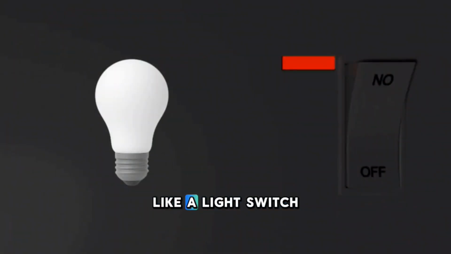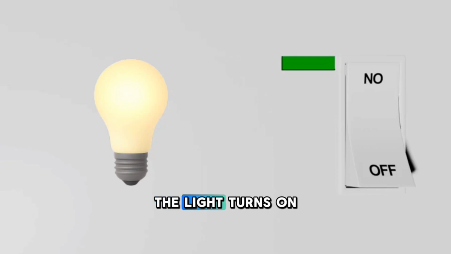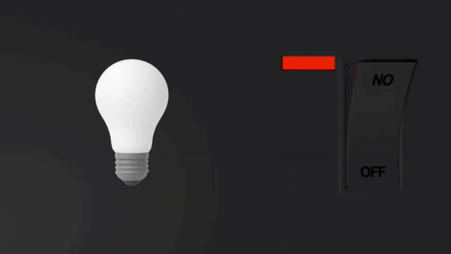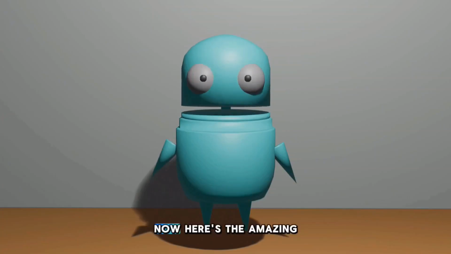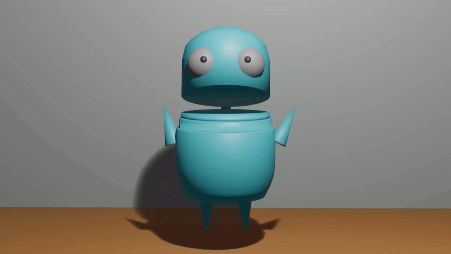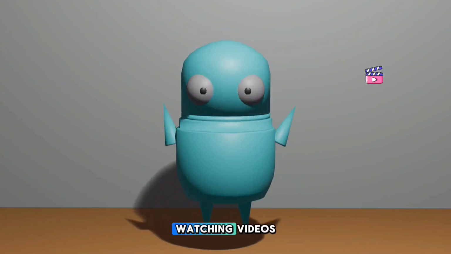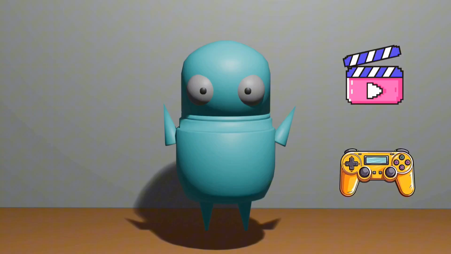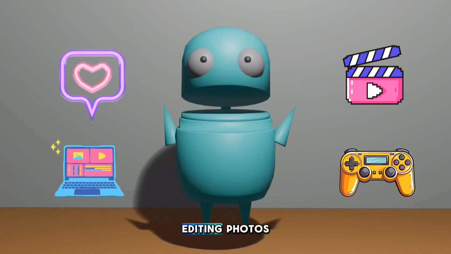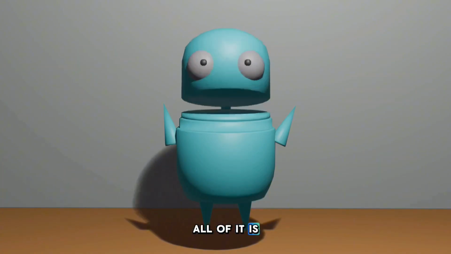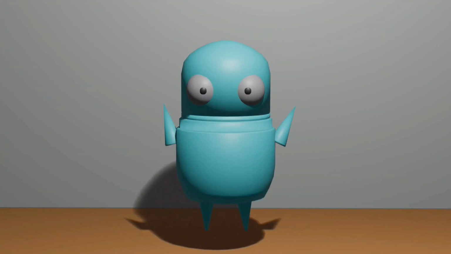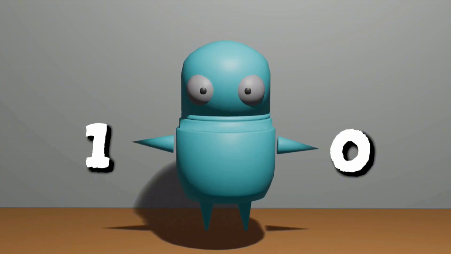Think of it like a light switch in your bedroom. When you flip the switch up, the light turns on. That's a 1. When you flip it down, the light turns off. That's a 0. Now here's the amazing part. Everything your computer does, watching videos, playing games, sending messages, editing photos, all of it is built from just these two numbers, 1 and 0.